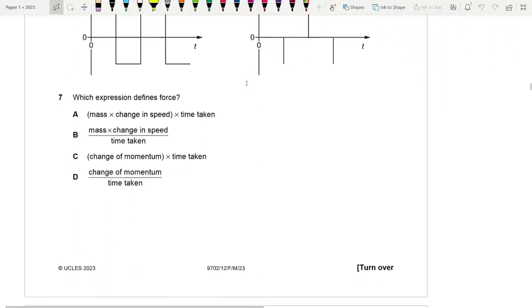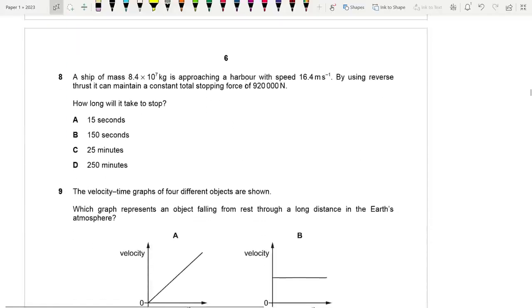Which expression defines force? So guys, force is defined as the rate of change of momentum, okay? It is given in the syllabus, which is why the answer is D. A ship of mass 8.4 times 10 to the power 7 kg is approaching a harbor with speed 16.4 meters per second. By using reverse thrust, it can maintain a constant total stopping force of 920,000 newtons. How long will it take to stop?